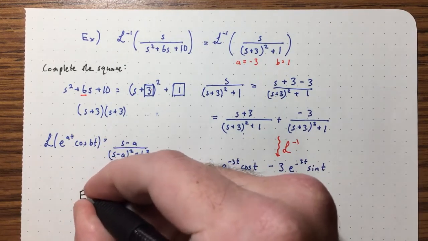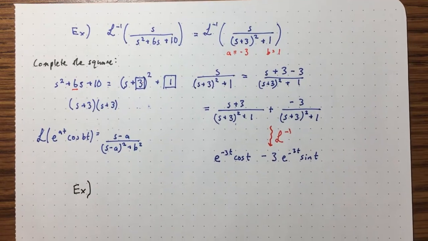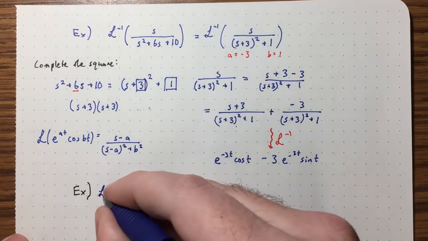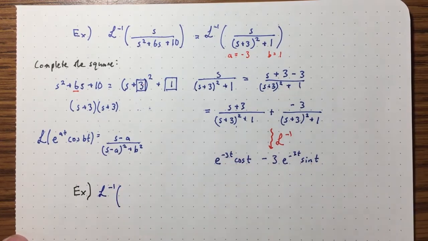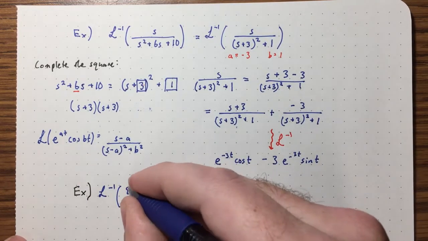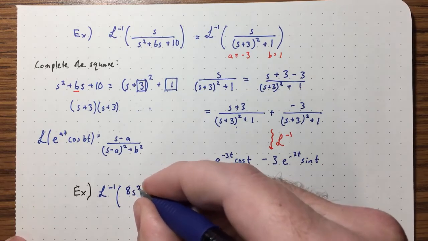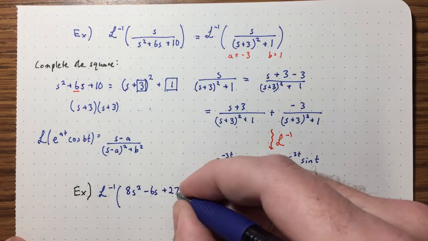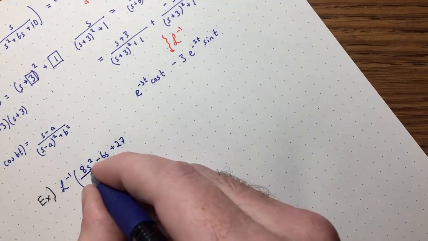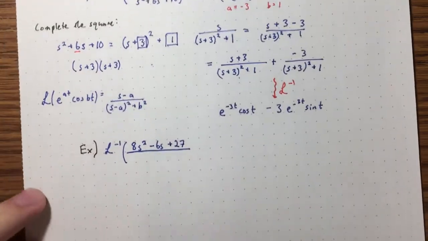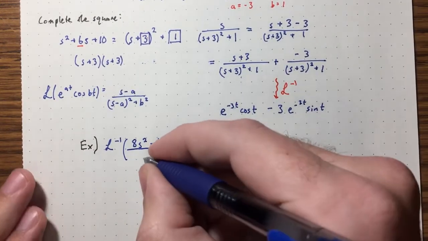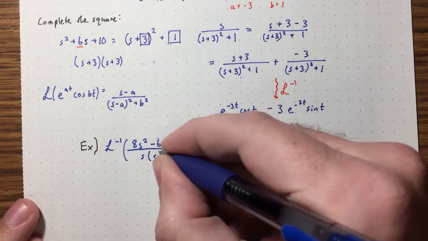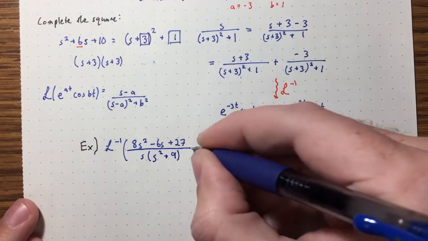Another typical idea for finding inverse Laplace transforms is a partial fractions technique. So let's do an example where that will be useful. So we'll do 8s squared minus 6s plus 27. These numbers look really nasty, but they're chosen actually to make it work out nicer. And then the denominator is s times s squared plus 9.